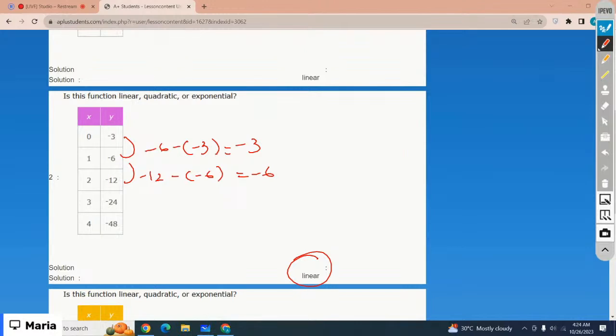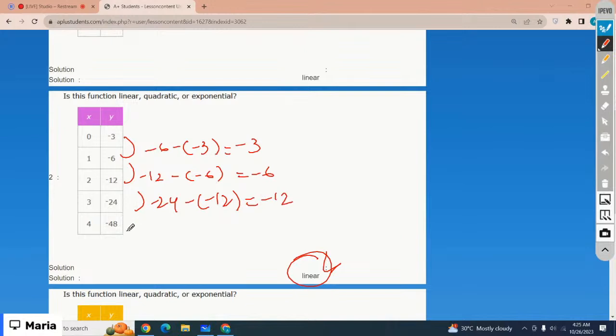Okay, let me just use the calculator. Maybe I am doing something wrong. Hold on. Okay, negative 6. Oh no, negative 12 plus 6, negative 6 it is. Okay, for the next one, that is negative 24 minus negative 12, so that would be negative 24 plus 12. So this is not the linear function. Got it? But we can calculate the second differences to see if it is quadratic, right?